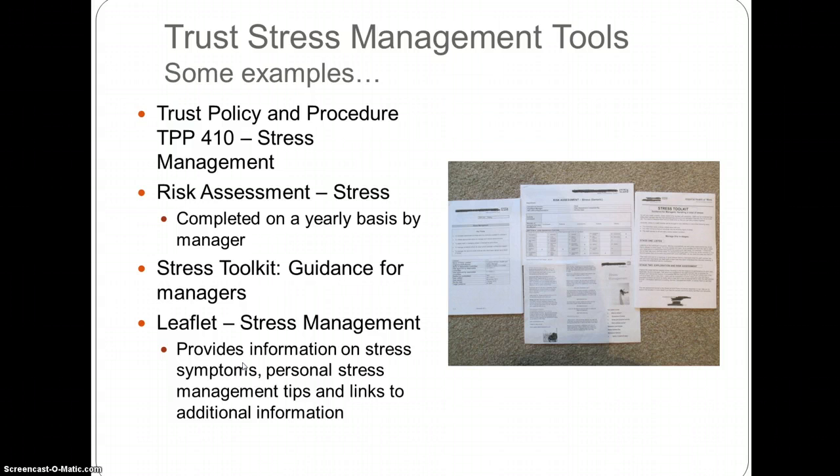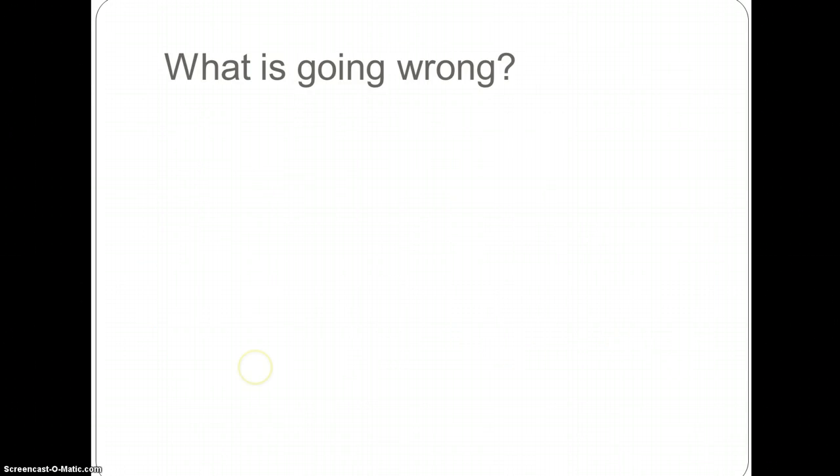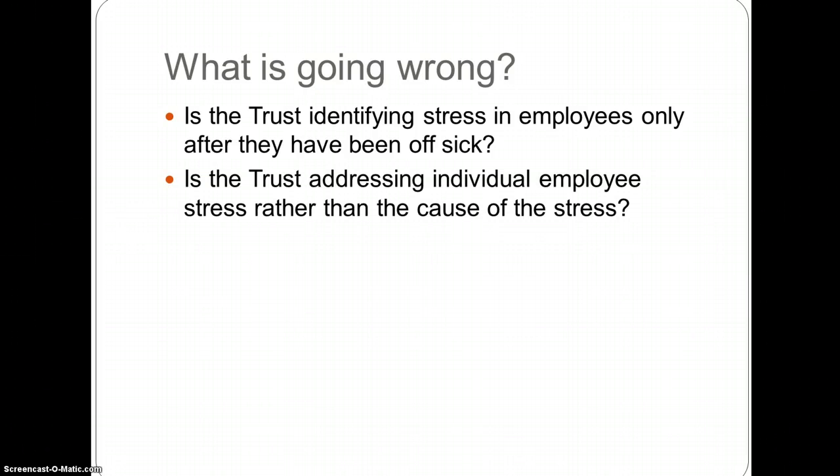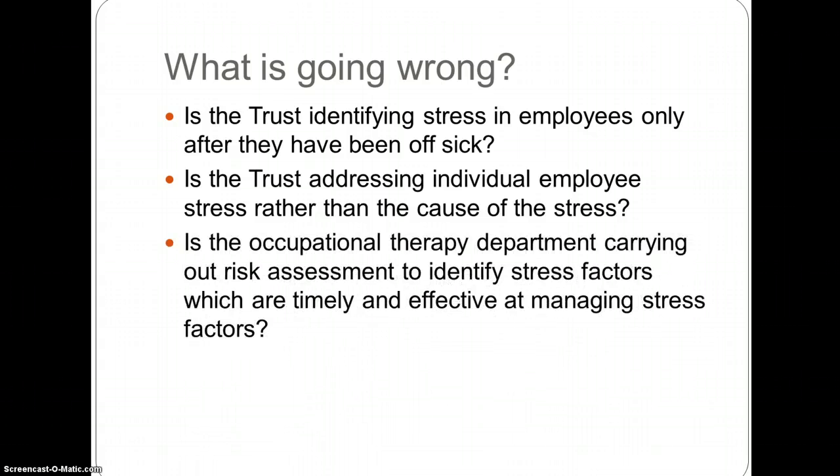to additional information. So if we have got all these tools in place, why is staff turnover high? Why is absenteeism high? And why is engagement so low? What is going wrong? I don't know, but is it that the trust is identifying stress in employees only after they've been off sick? Is the trust addressing individual employee stress rather than the cause of stress? Is the occupational therapy department carrying out risk assessment to identify stress factors which are timely and effective at managing stress factors?